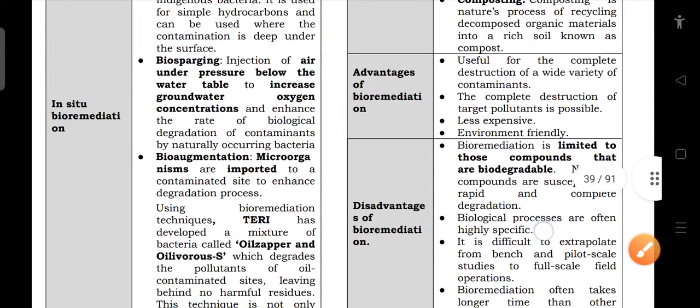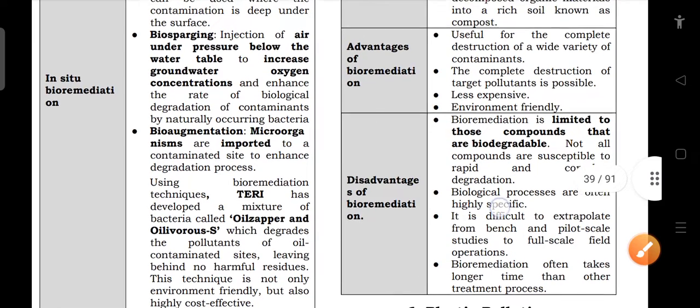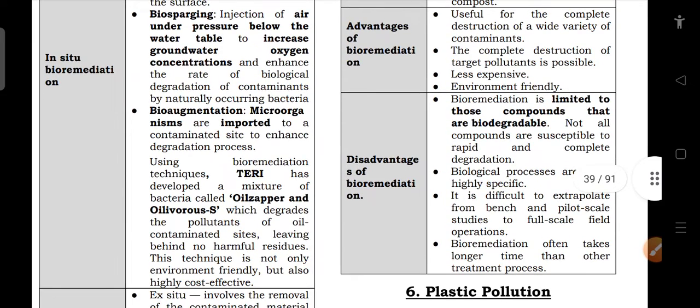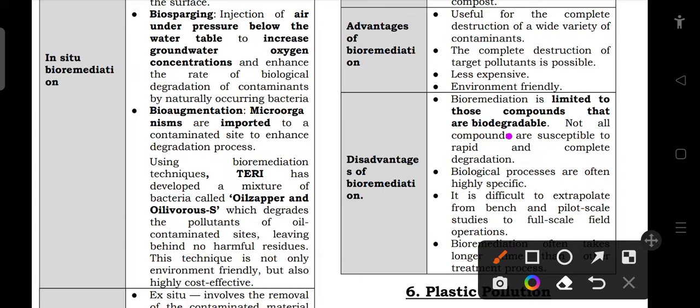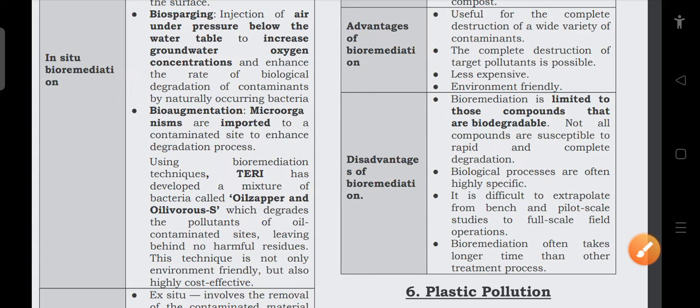Now what are the disadvantages of bioremediation? It is limited only to those components that are biodegradable. Only biodegradable things can be cleared using that, and the other things are not reduced. Biological processes are often highly specific, and it is difficult to extrapolate from bench and pilot scale studies to full scale field operation.